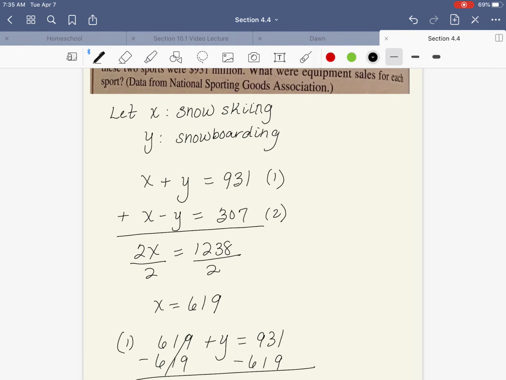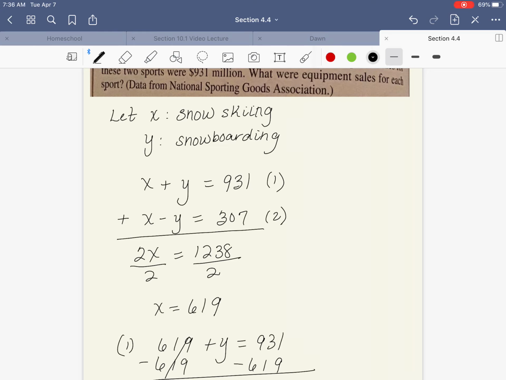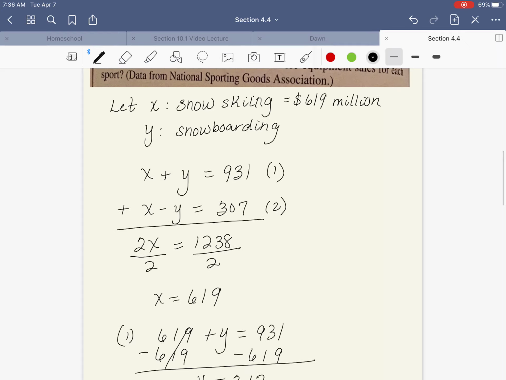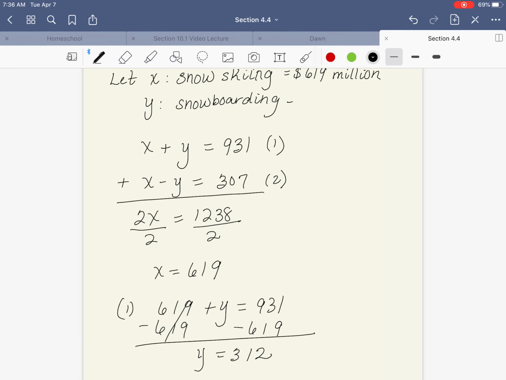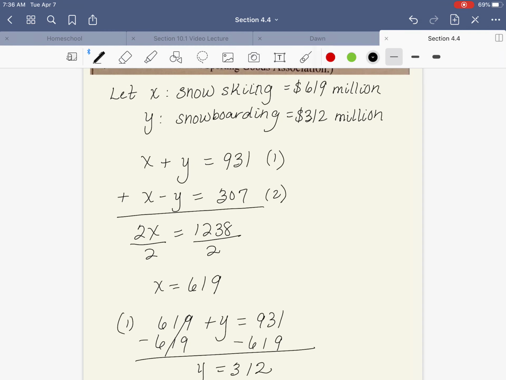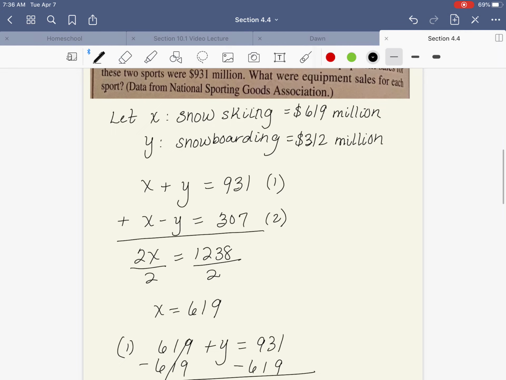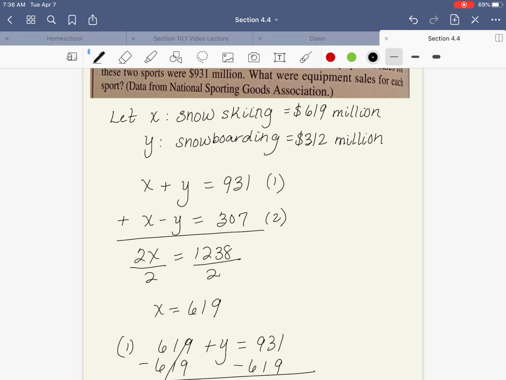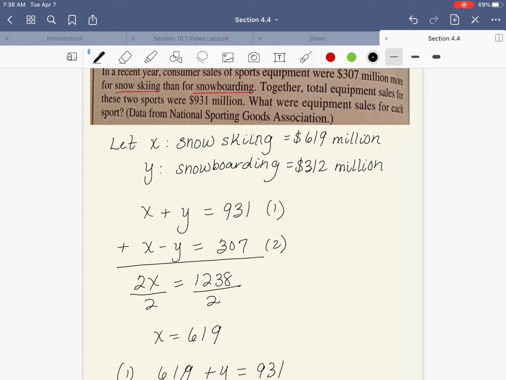So X is snow skiing. So we'll say 619 million. And Y is snowboarding. So we'll say 312 million. And you can check your answer. The sum of 619 and 312. Does that equal 931? It does. The difference of the two, does that equal 307? And it does. So the answers would be here.